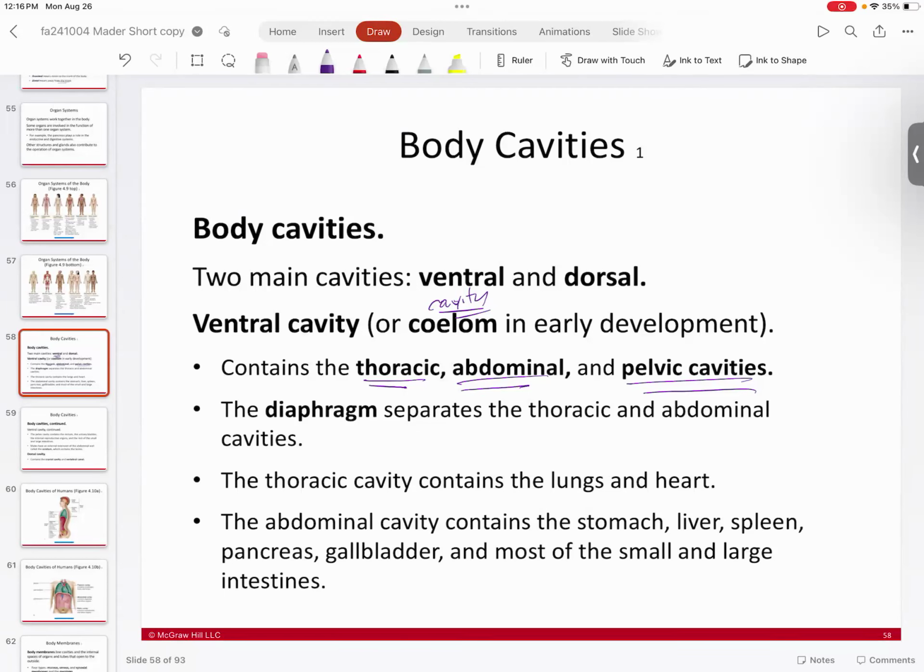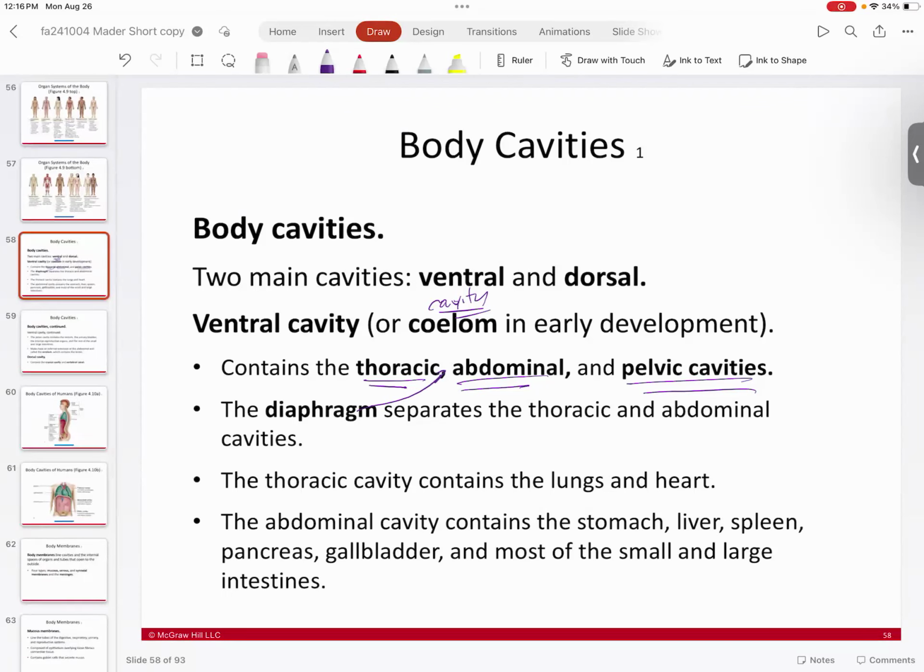Typically, the diaphragm will separate the thoracic and abdominal cavities. In the thoracic cavity, we have the lungs and the heart. We'll talk more about that when we get to cardiovascular and respiratory. In the abdominal cavity, we have the digestive system: stomach, liver, pancreas, gallbladder, things of that nature, large intestine, small intestines.